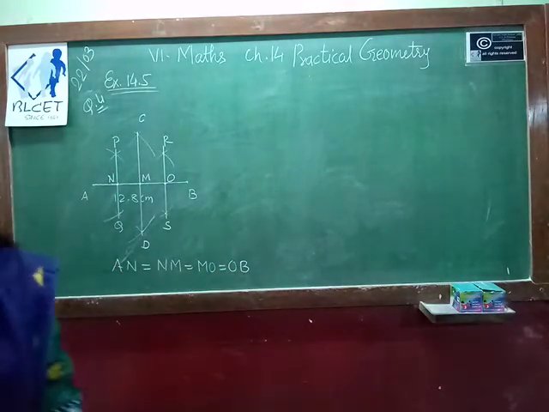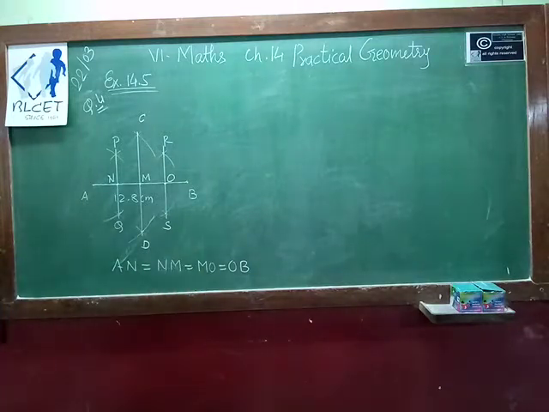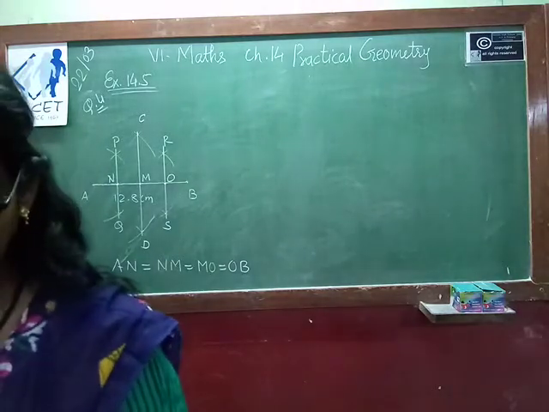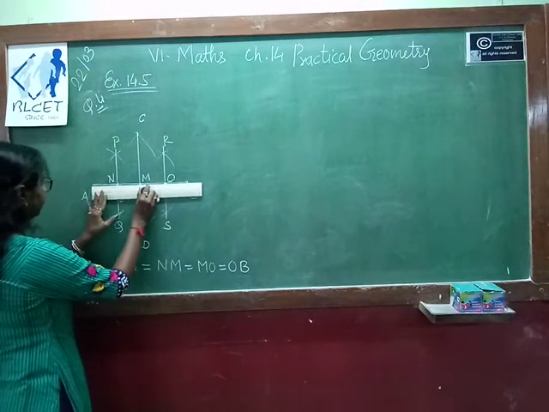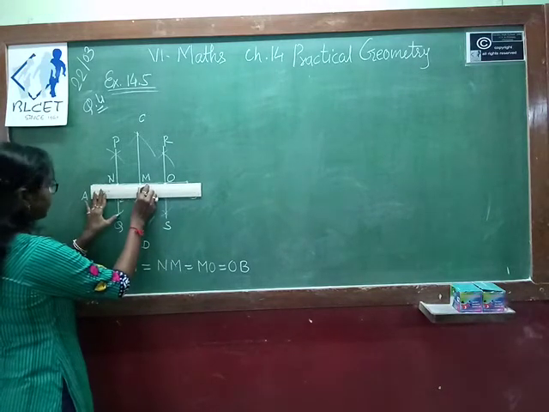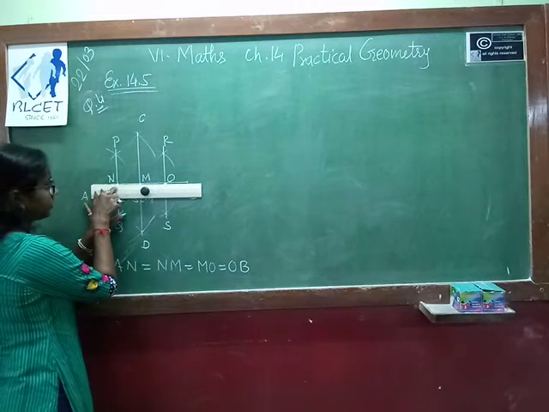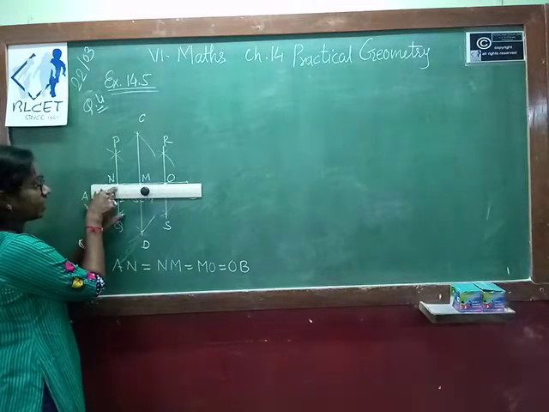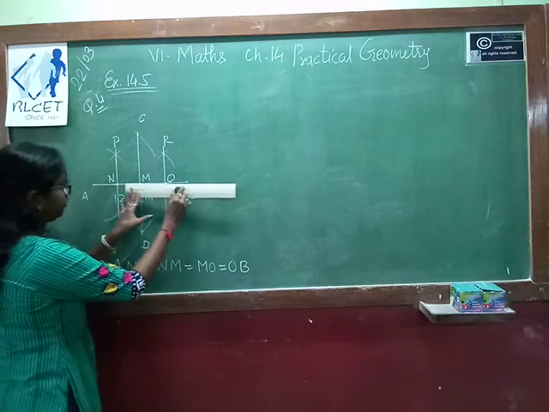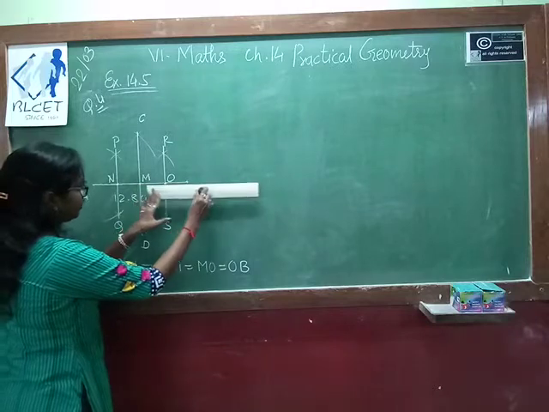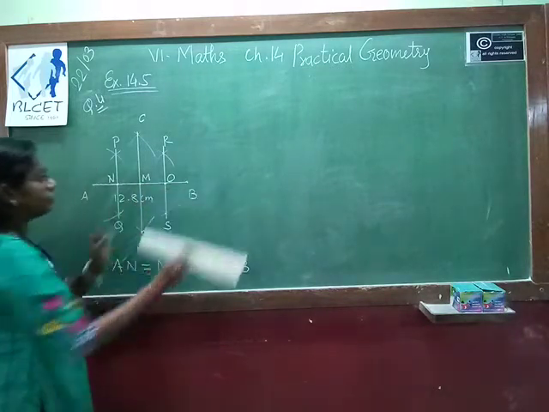How will you check it? With a divider, or you can take the actual measurement. 12.8 divided by 4 is 3.2. So you can measure with the help of a ruler. Each measurement is 3.2. You can see here 3.2, after 3 there are 2 divisions. Again this is also 3.2, this is also 3.2 and the last one is also 3.2.